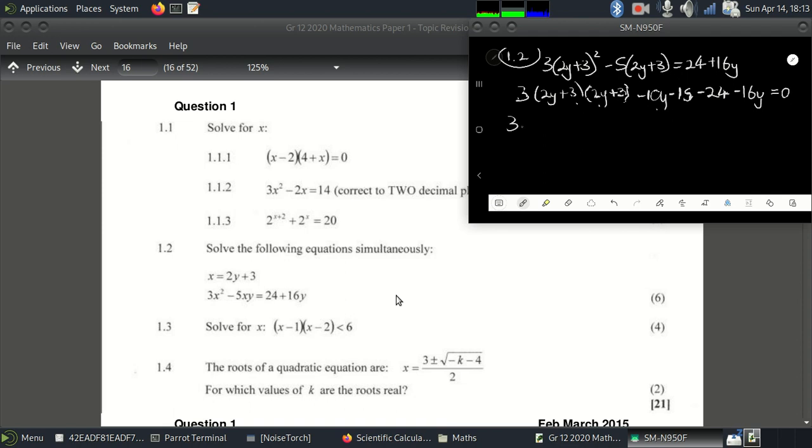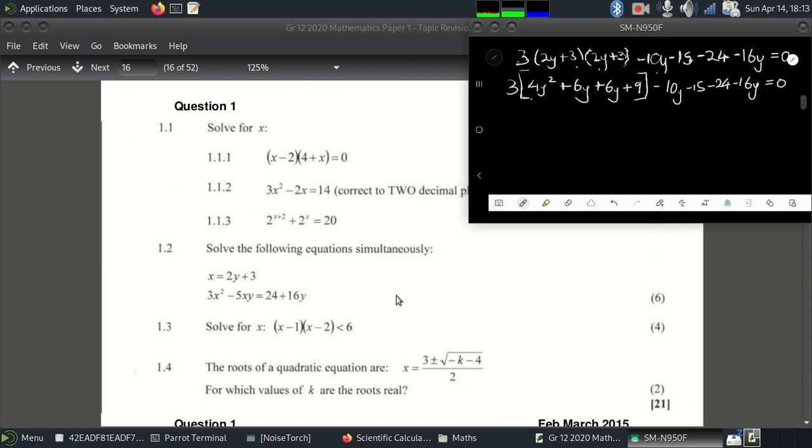So 3y, 3. I'm going to put in a big square bracket because we're going to have quite a big expansion here. So 2y multiplied by 2y is going to be 4y squared. Okay, and the 2y multiplied by the 3 is going to be positive 6y. Okay, and then again 3y, and that would be another positive 6y. And then the 3 and the 3 would give me a positive 9. Then minus 10y minus 15 minus 24 minus 16y, and that gives us 0.